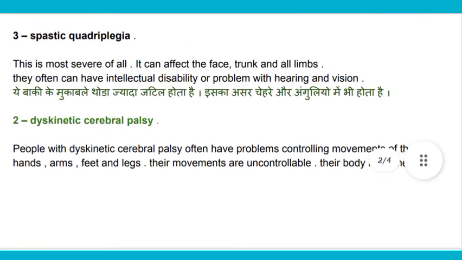This is the most severe of all, meaning this is serious in condition, and it can affect the face, trunk and all the limbs. They often can have intellectual disability.